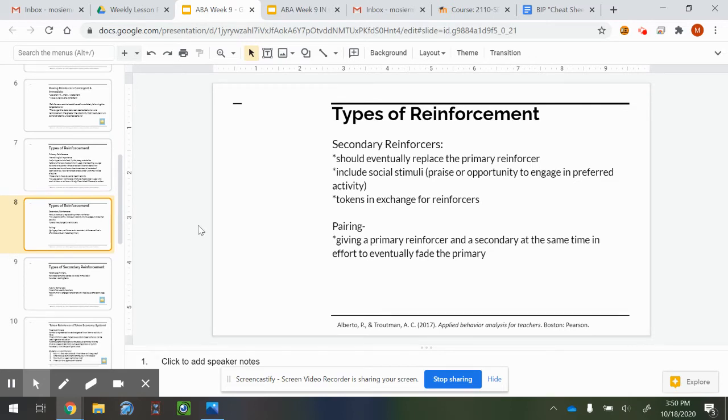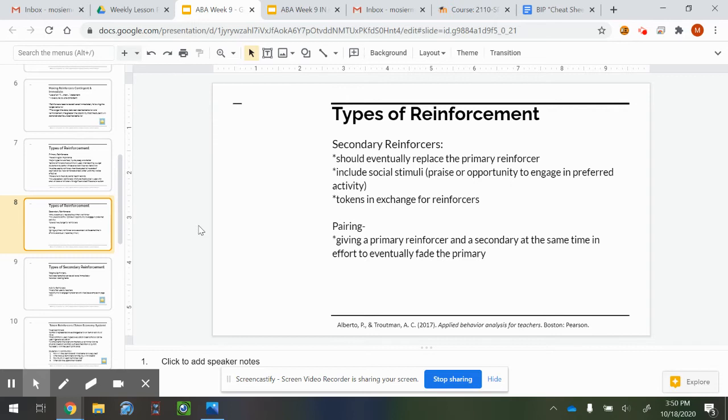Another type of reinforcement is a secondary reinforcer. So eventually we want these to be able to replace the primary reinforcer. This can include social stimuli, whether that is praise or an opportunity to engage in preferred activities, and tokens in exchange for reinforcers. We're going to spend a lot of time talking about token economy systems here coming up.